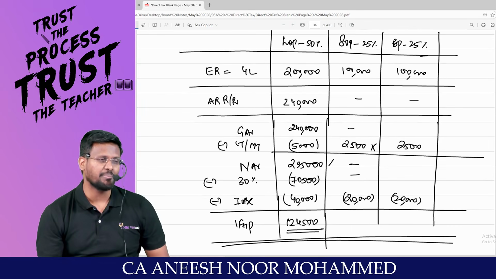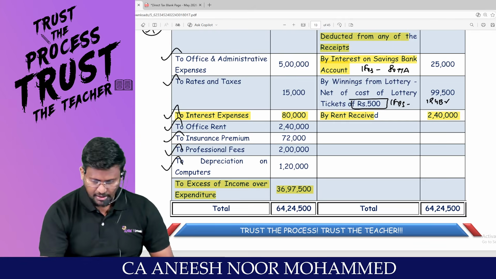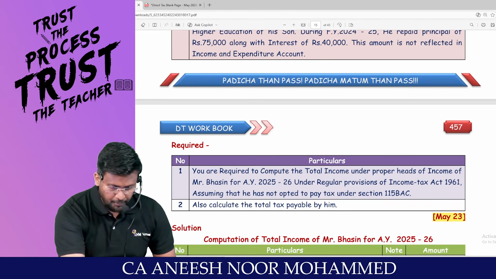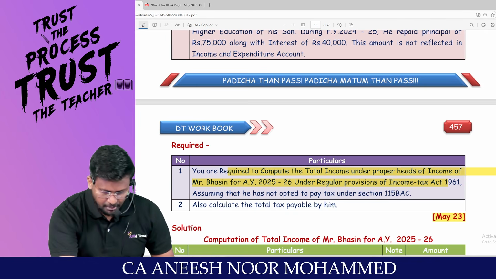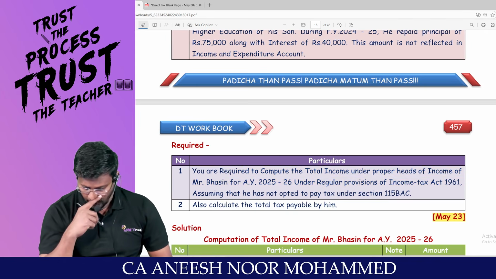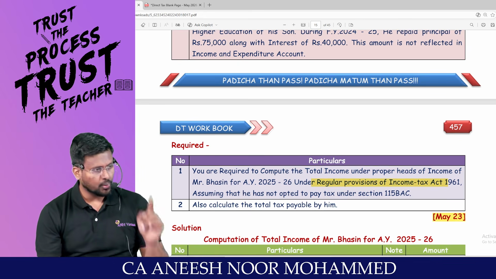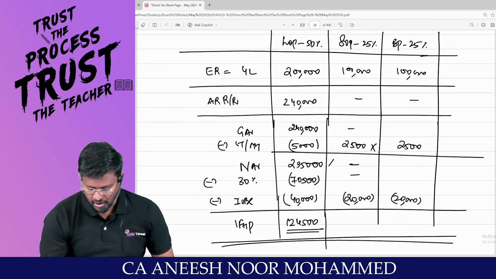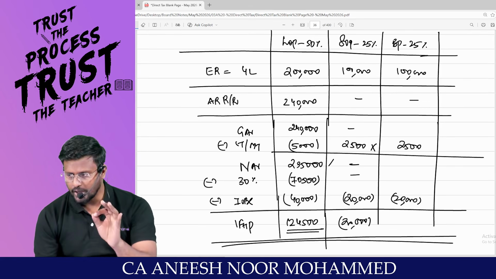But interest on borrowed capital can be claimed if they are traveling through the optional tax regime. I have to read under what regime they are going to travel. The question says you are required to compute the total income under the proper heads of Mr. Bashin for assessment year 25-26 under the regular provisions of the Income Tax Act. Regular provision means he is going to travel through the optional tax regime, so this 20,000 can be claimed as a 24(b) deduction.